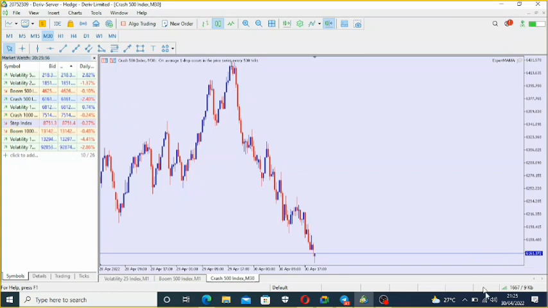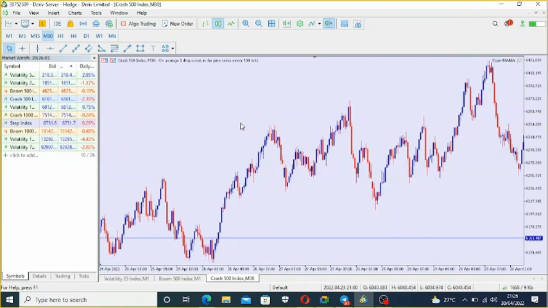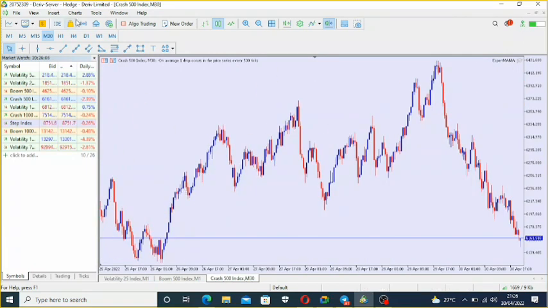Okay. So now, since you've been able to install the indicator already, let me simply install it on my own chart.